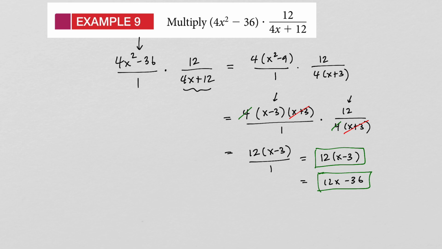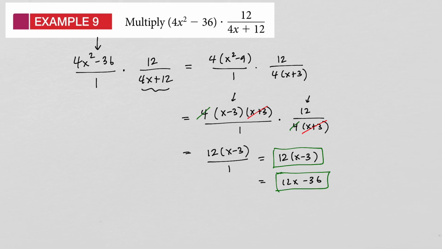Now, I am kind of ignoring the restrictions here. In the beginning, when we factored right here, we can see that x cannot be equal to negative 3. So I'll just mention that, but I won't keep on mentioning the restrictions. You just need to be aware that restrictions are always there.